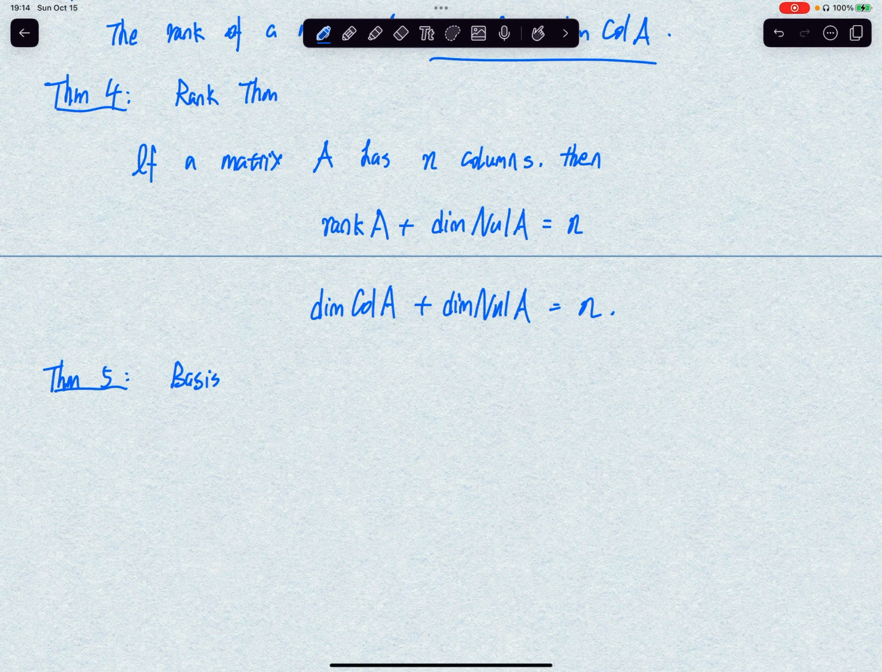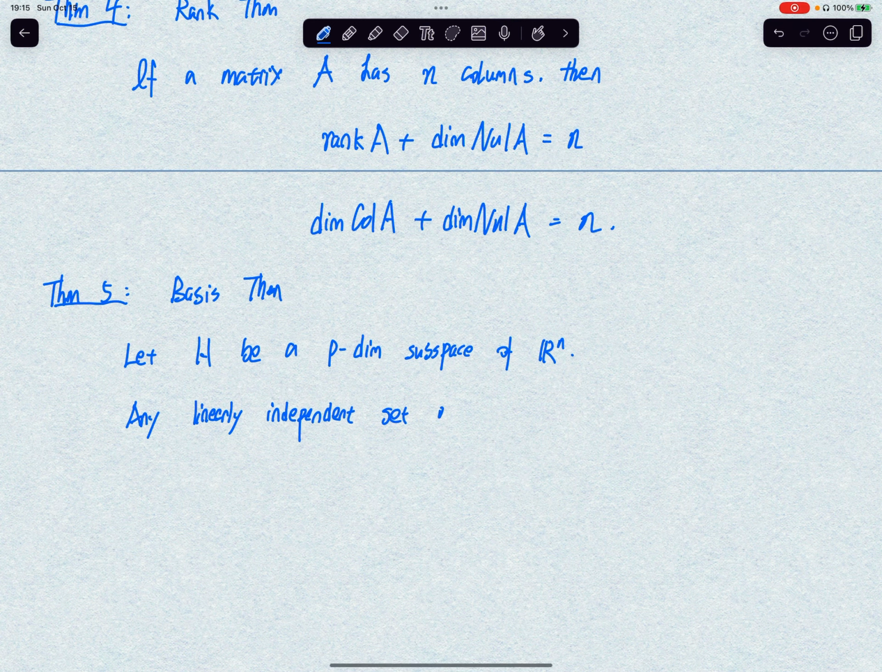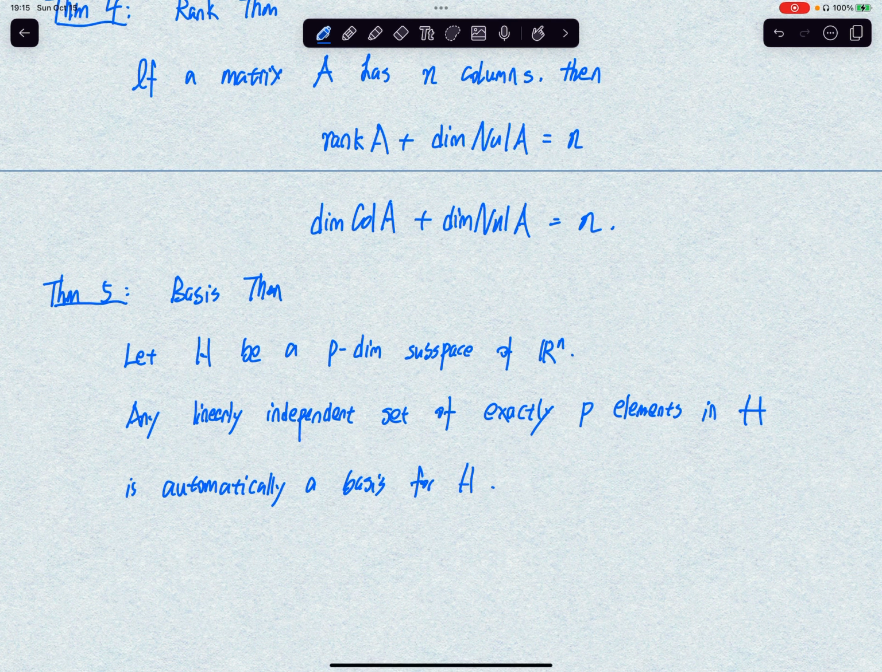Another important theorem is called the basis theorem. If we let H be a p-dimensional subspace of Rn, then any linearly independent set of exactly p elements in H is automatically a basis for H. So technically, finding p linearly independent elements can form a basis for this p-dimensional subspace H. So this is a way for finding the basis.